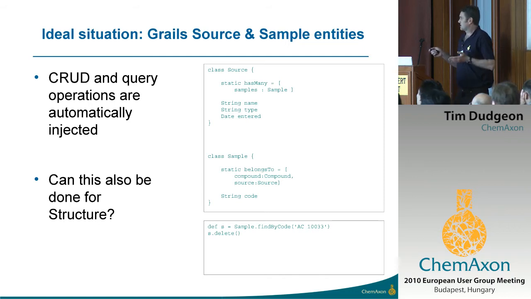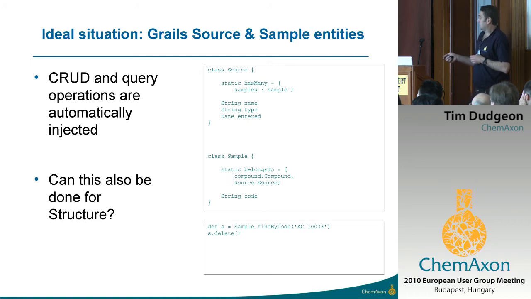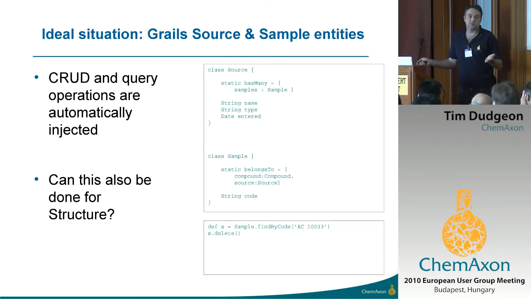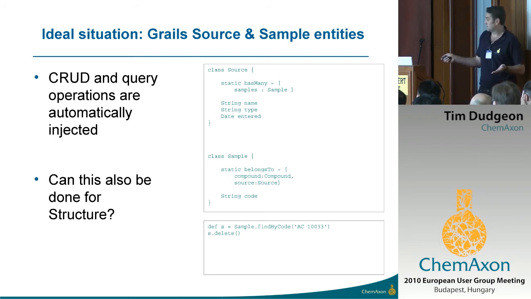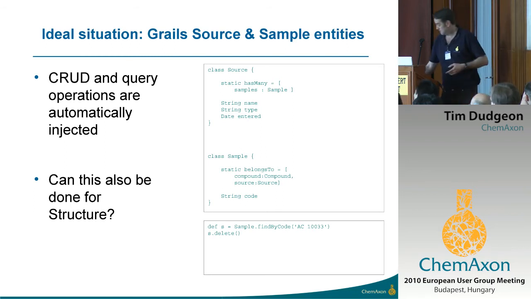So for the non-structure stuff, it's really very simple. You define the properties of your source, you define your relationships, and once you've done that, the Groovy and Grails framework can let you do things like this. Def s equals sample, find by code, give it the code, and you get the sample, and then sample delete. Those methods we do not have to implement. The framework implements those methods for us. So all we have to do is define the entity and then use it. There's nothing else more we have to do here.